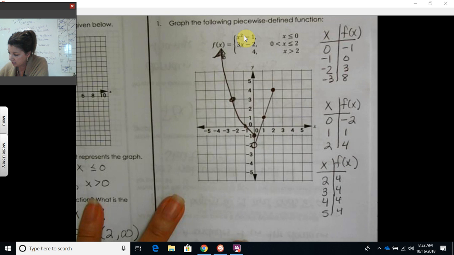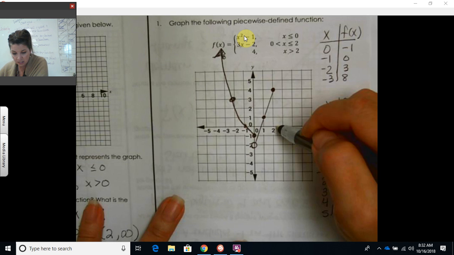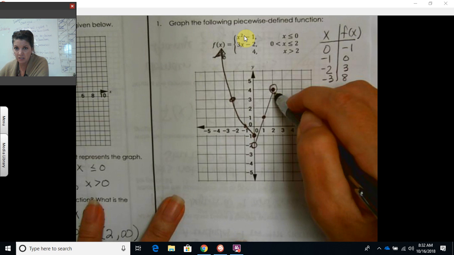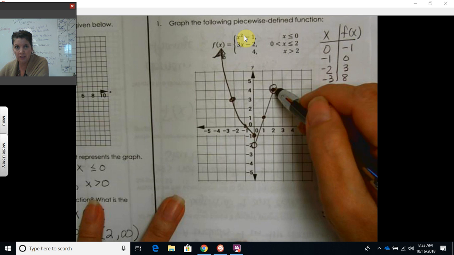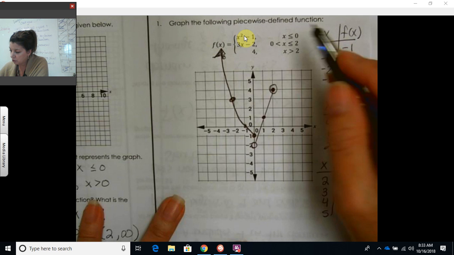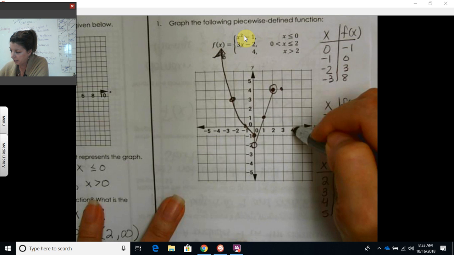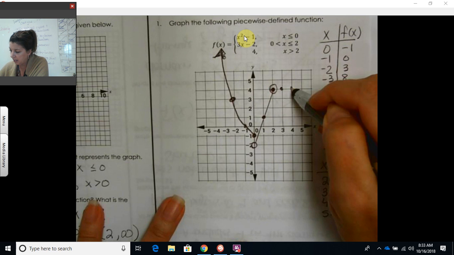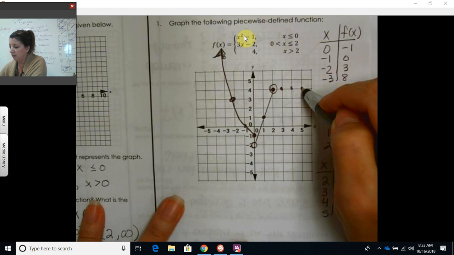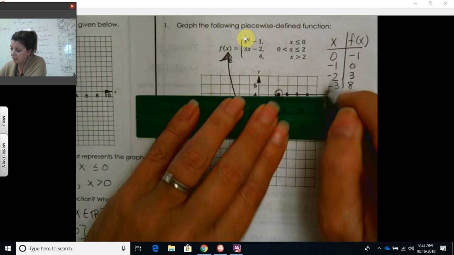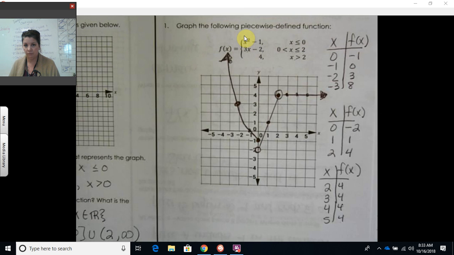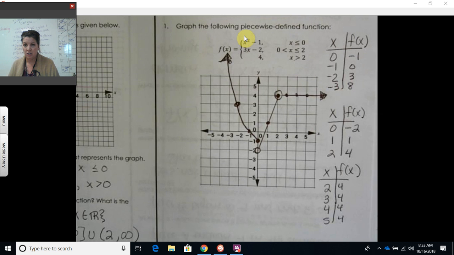So when x is 2, y is 4, and there's already a closed circle there, but this one's open, so I just put it around it. So it's included on my linear piece, but it is not included on this piece, okay? When x is 3, y is 4. When x is 4, y is 4. When x is 5, y is 4. So this is just a piece of a horizontal line. And I will put an arrow to the right of that because it keeps going to positive infinity. So I have 3 pieces there.